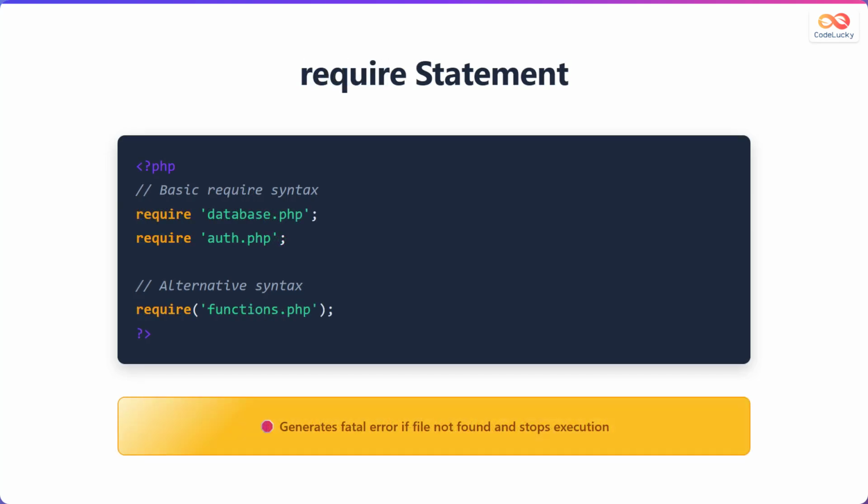Now let's look at the require statement. The require statement functions similarly to include, but with a critical difference. Looking at the code snippet, after writing <?php, we add a comment that says basic require syntax. Then we write require, followed by the name of the file to be included, such as database.php, enclosed in single quotes, and terminate it with a semicolon. Similarly, you can include another file like auth.php.